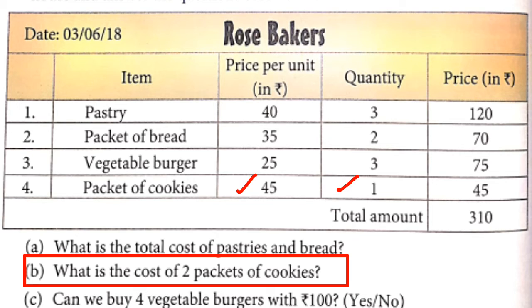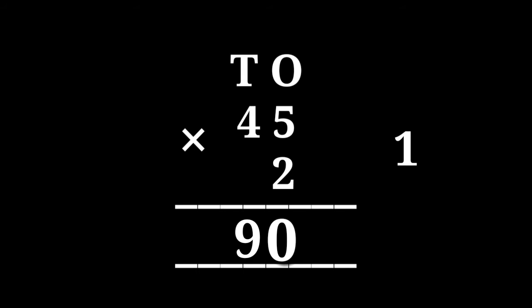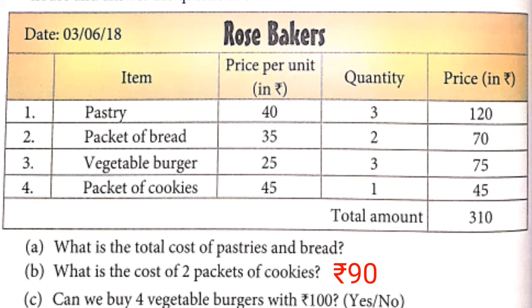So for 1 packet 45 rupees means for 2 packets how much rupees? So 45 into 2. So we have to multiply 45 and 2. First we have to multiply in the ones place, and then the tens place. So 45 into 2 is 90 rupees. So the cost of 2 packets of cookies is rupees 90. Now see to the C question.